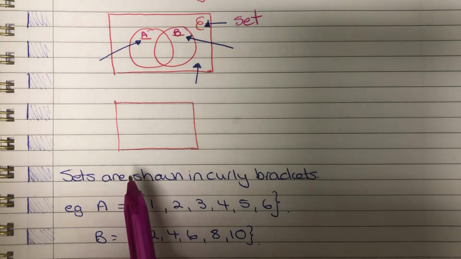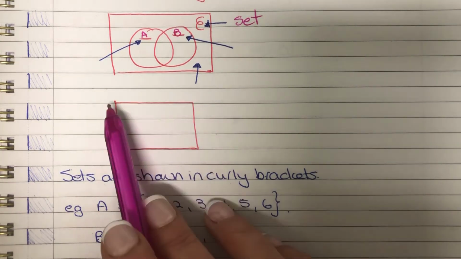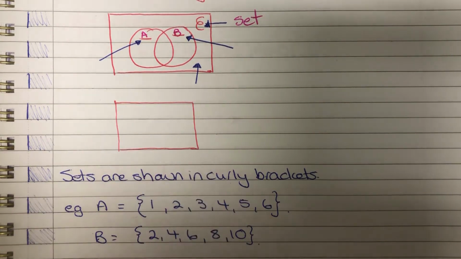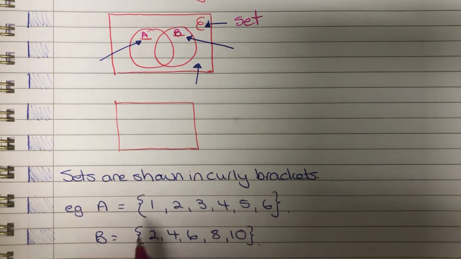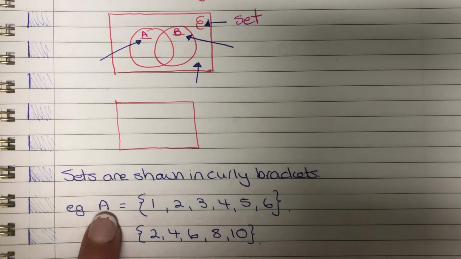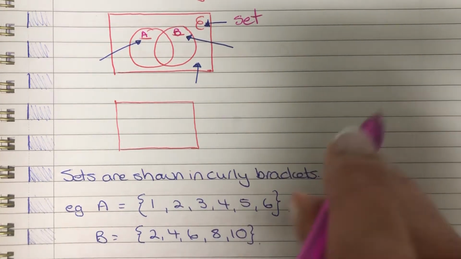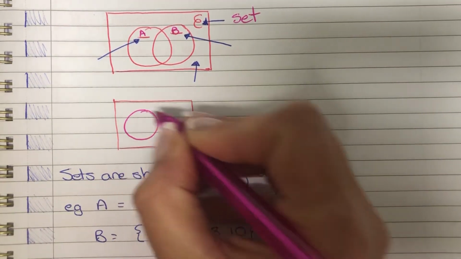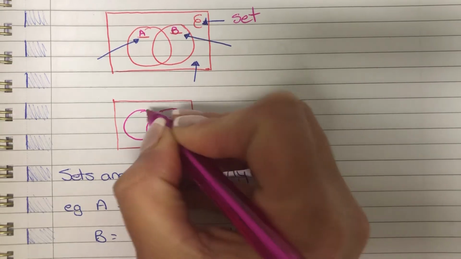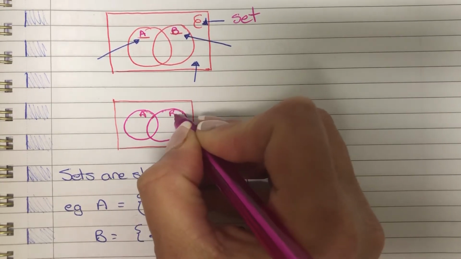So we're going to draw an example here. So we have a rectangle. It's not very big. You should draw bigger than that when you do these. Sets are shown in curly brackets. So here you see I've got the curly brackets. And this example has an A and a B. So I'm going to draw, and I really should have drawn this bigger, an A and a B, and inside at the top you just put an A and a B.